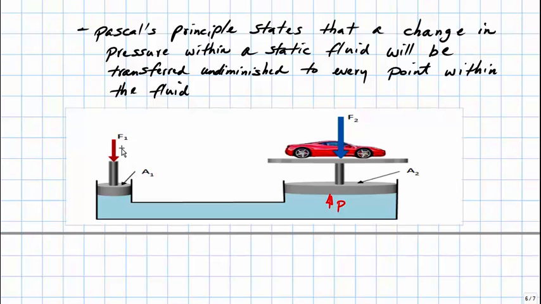On the left-hand side, F1 also creates an increase in pressure. By pushing down on this piston, we're increasing the fluid pressure, and as a result, the fluid will react by exerting an upward pressure against this piston. According to Pascal, these pressures must be equal because a change in pressure within a static fluid must be transferred undiminished to every point within the fluid. In order for the fluid to maintain equilibrium, these two pressures must be equal, given the fact that we are at equal elevations within the fluid.